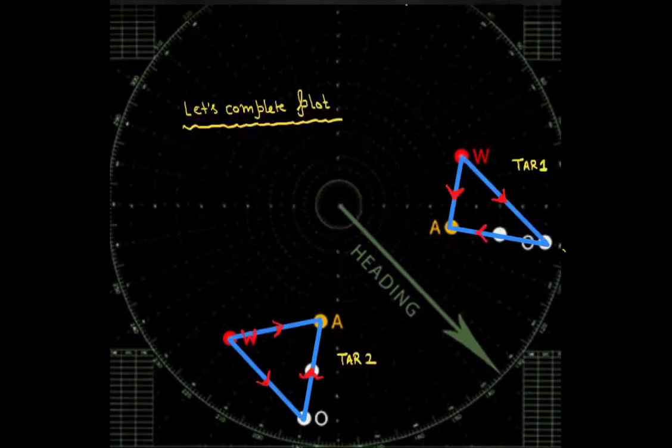Now let's complete the plot. I have already done that for you, target 1 and target 2. I have joined WO, that is way on, and I have joined WA as well. I have joined OA as well. I have also built the arrows.